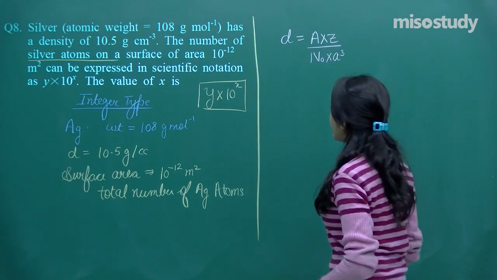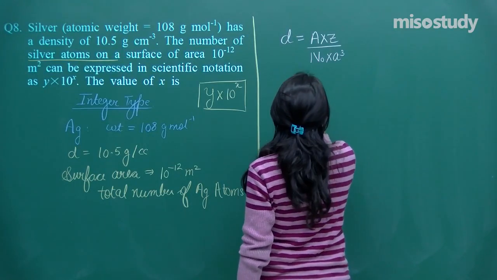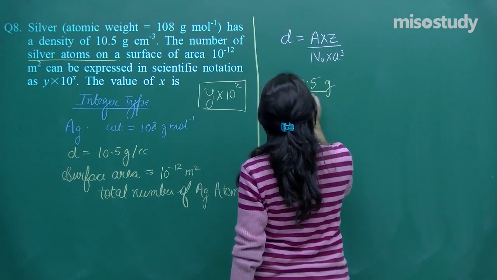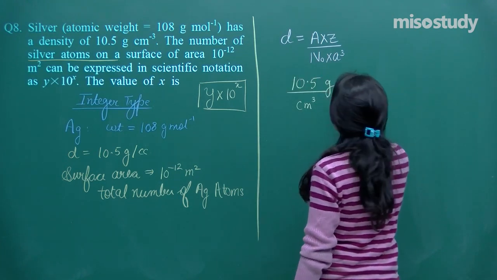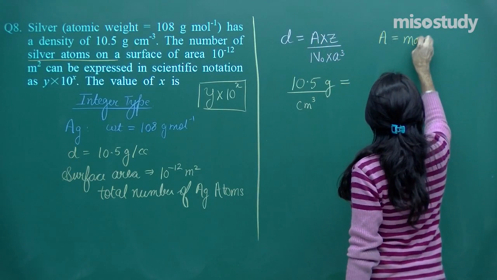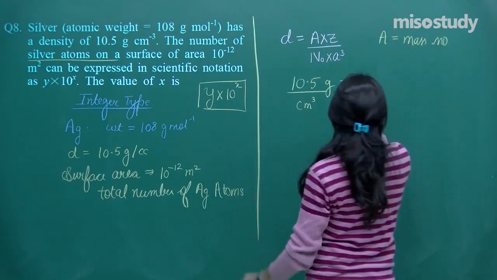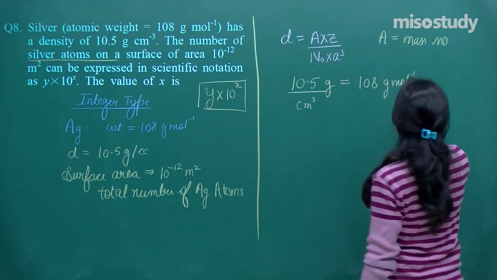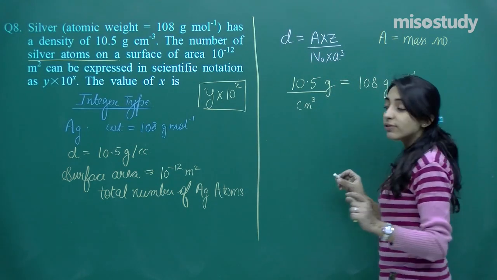So we can say density is equal to A into Z divided by N naught into A cube. Let us substitute the values. The values that are given to me are 10.5 grams per centimeter cube. Do take care of the units, okay? Is equal to, what is A? A is the mass number. So the mass number that is given to me is 108 grams per mole. Always mention the units besides the numerical value. Now what is the value of Z?